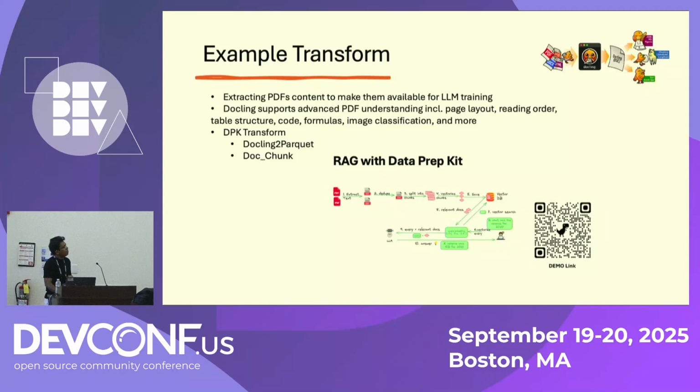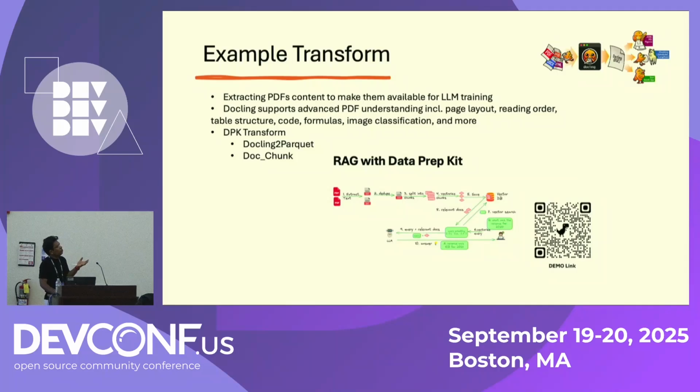Here is one example transform, and there's a link to that. It does RAG with Data Prep Kit. The way it works is it starts with a PDF extraction, and then creates an embedding and loads it into a vector database, and then you can question your vector database for the RAG use case.